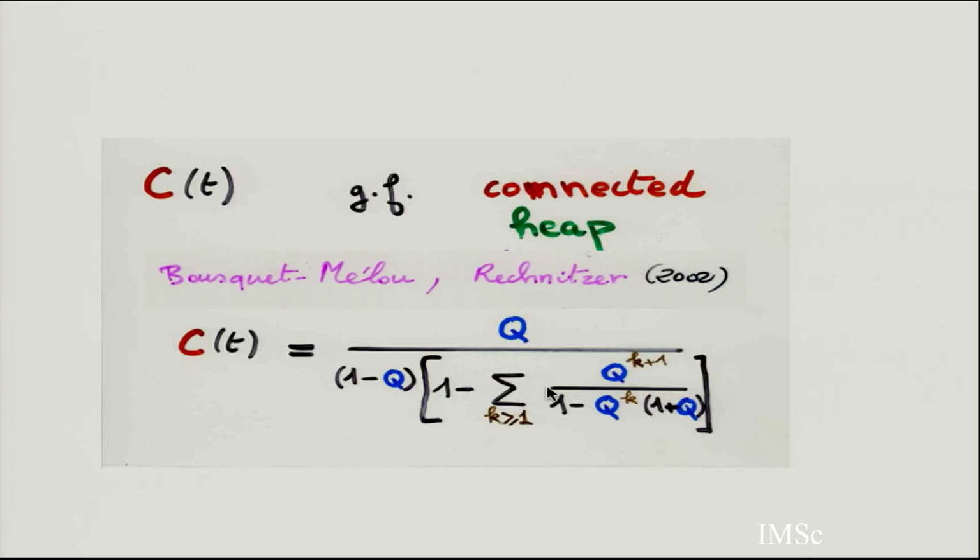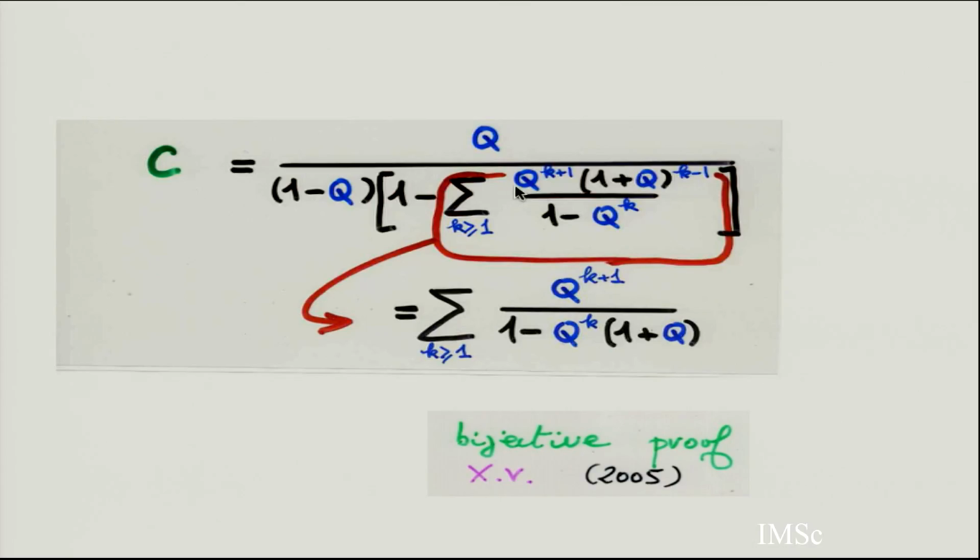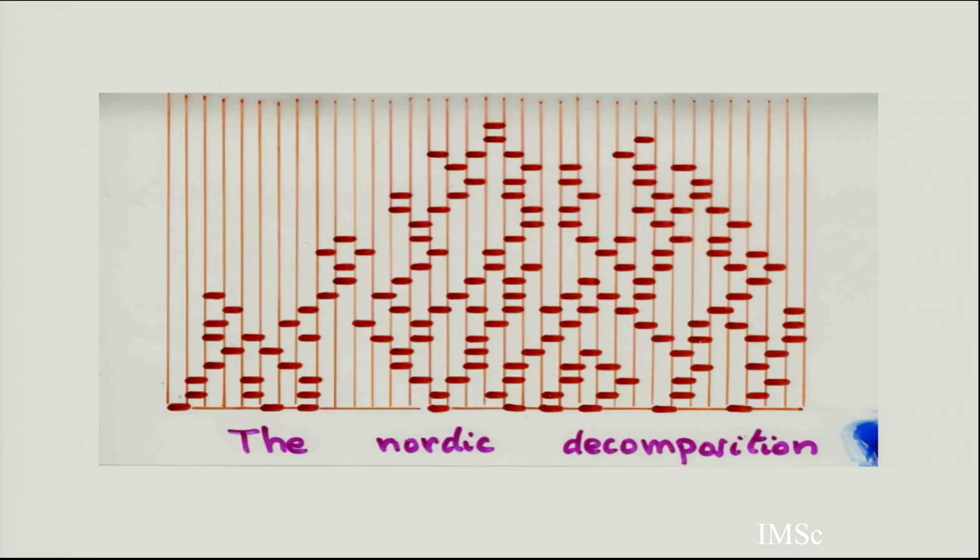In fact, if you allow me to replace this by this, a few lines of calculus, so in red, this is equal to this, then I will give you a bijective proof of this, which has been used. The interest is that it gives you a tool which you can use for other problems. And we will see it has been used to solve some open problems in partially directed animals.